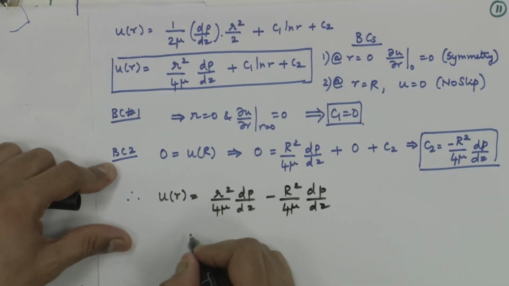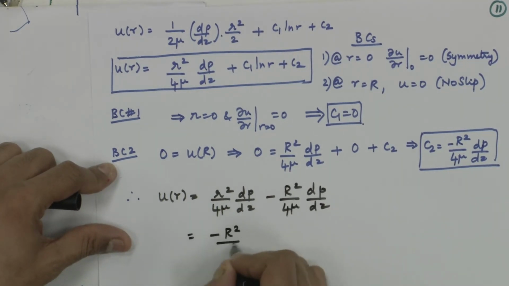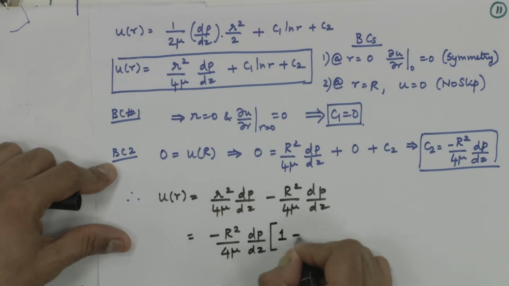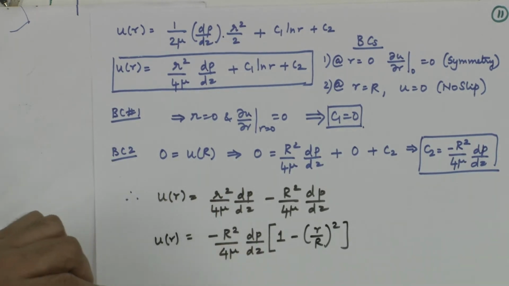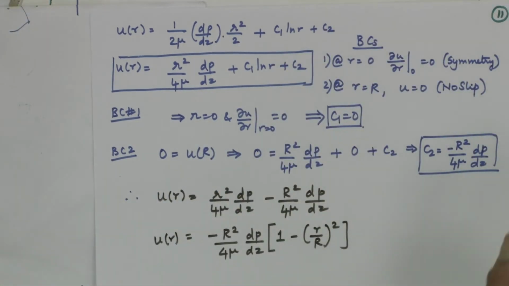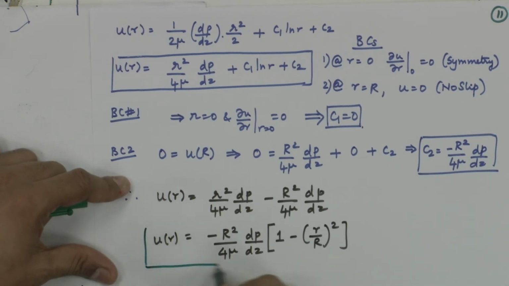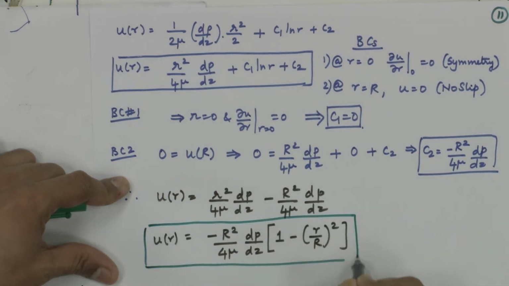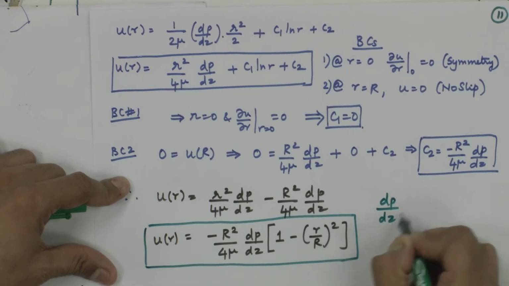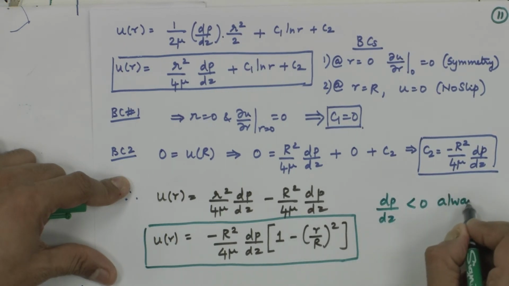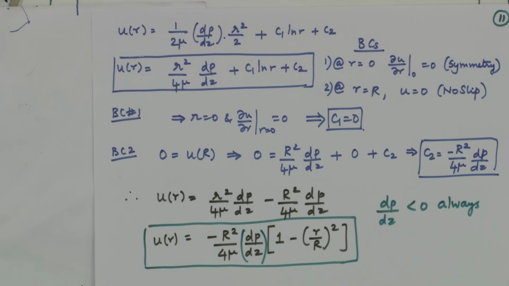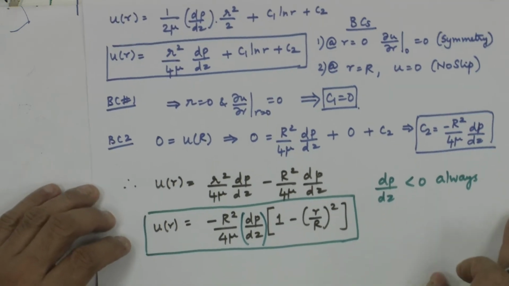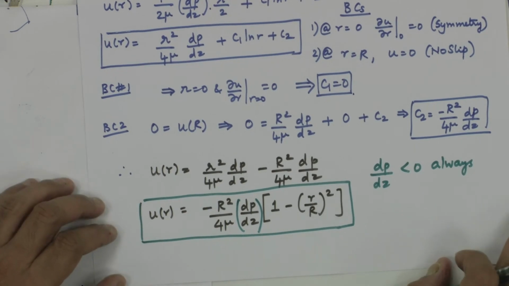I simplify this into a form which I like: minus capital R squared by 4 mu dp by dz comes out, and in the bracket I get 1 minus r by capital R whole squared, which is your velocity profile or velocity distribution. Notice that this has a minus sign in front; dp by dz has to be negative in the flow direction always. Therefore, this term is negative, and with the minus sign here the velocity will come out positive, because the square bracket is always between 0 and 1.